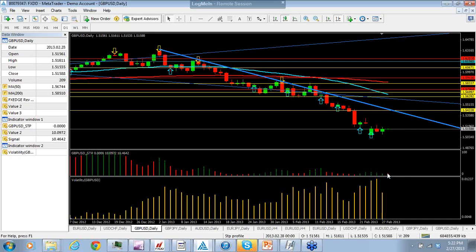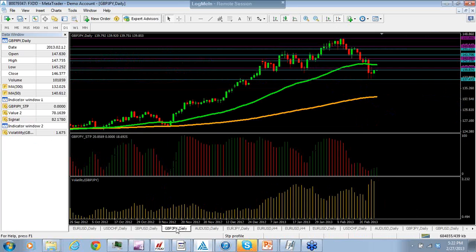Right now we have a change from green to red. We have a red bar that's not yet formed, so that is not a valid signal yet. We'll have to wait until tomorrow, which we will not be here tomorrow, to determine if we will get a sell signal as far as this pound dollar STP is concerned.